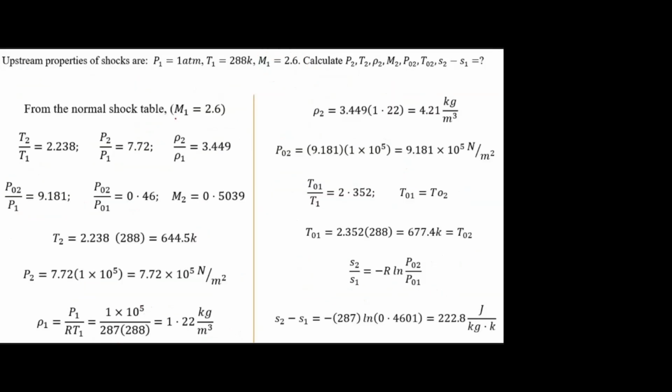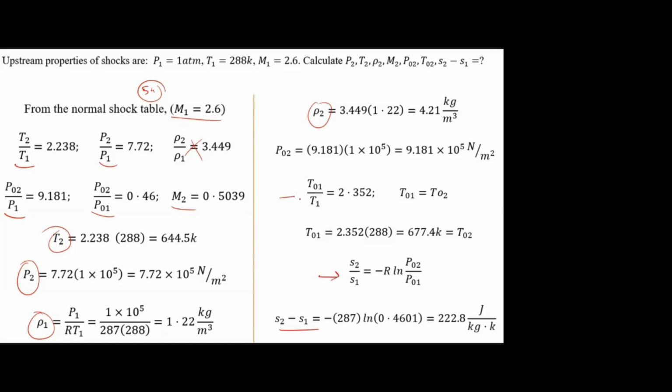That's it. So from the normal shock table, page number 54 you mentioned, temperature, pressure, and density are not given. But P02 by P1, P02 by P01, and M2 are all given. From that we found pressure and temperature. Here they found rho 1 also, but rho 1 is not asked. Finally, using this relation, they are finding S2 minus S1.